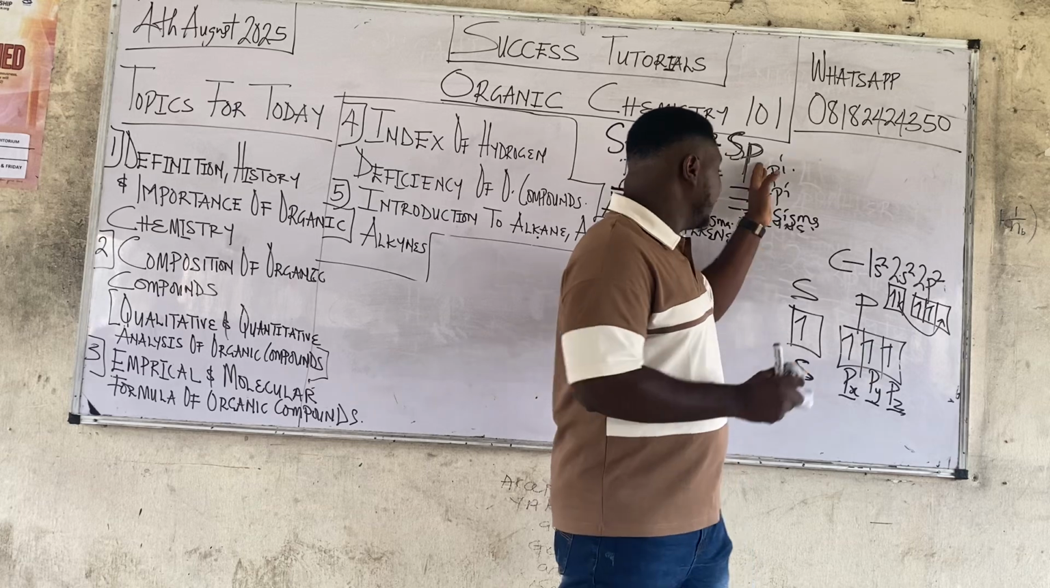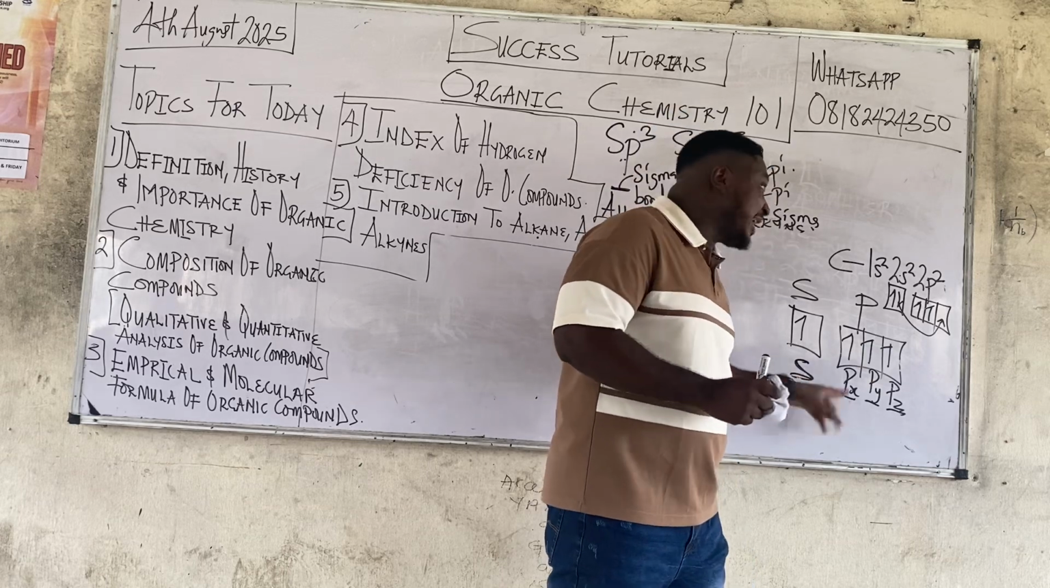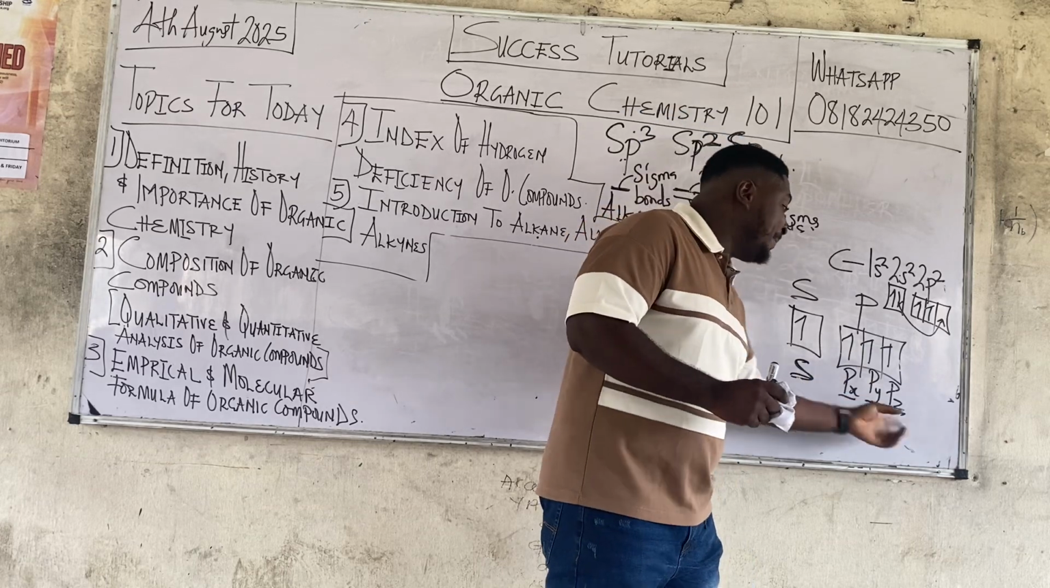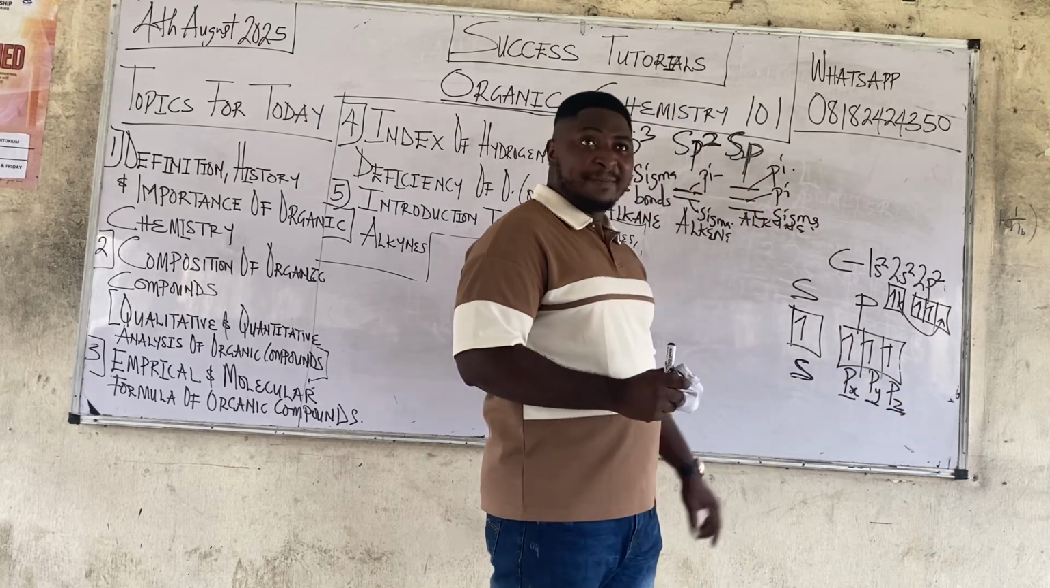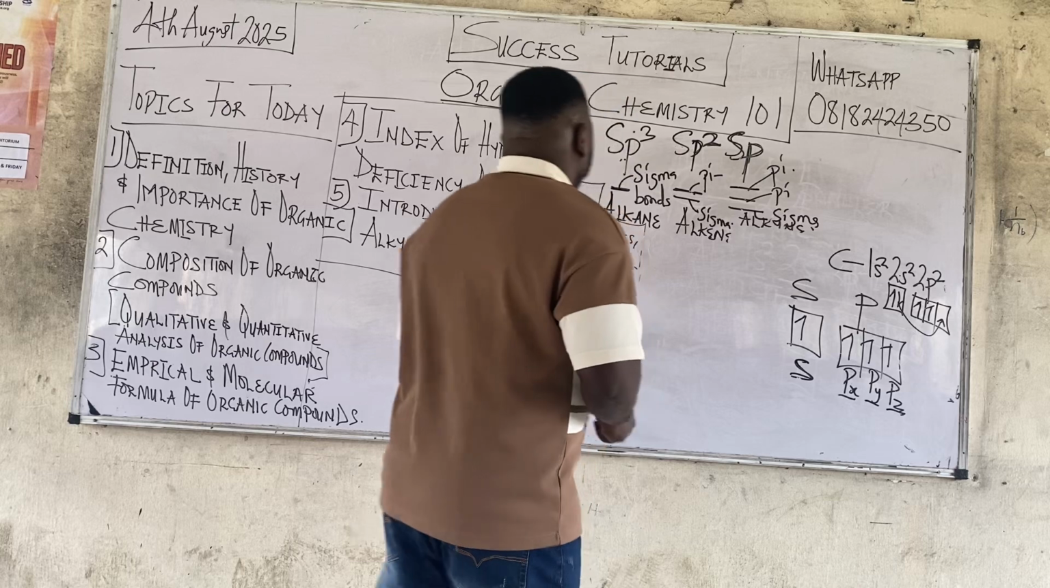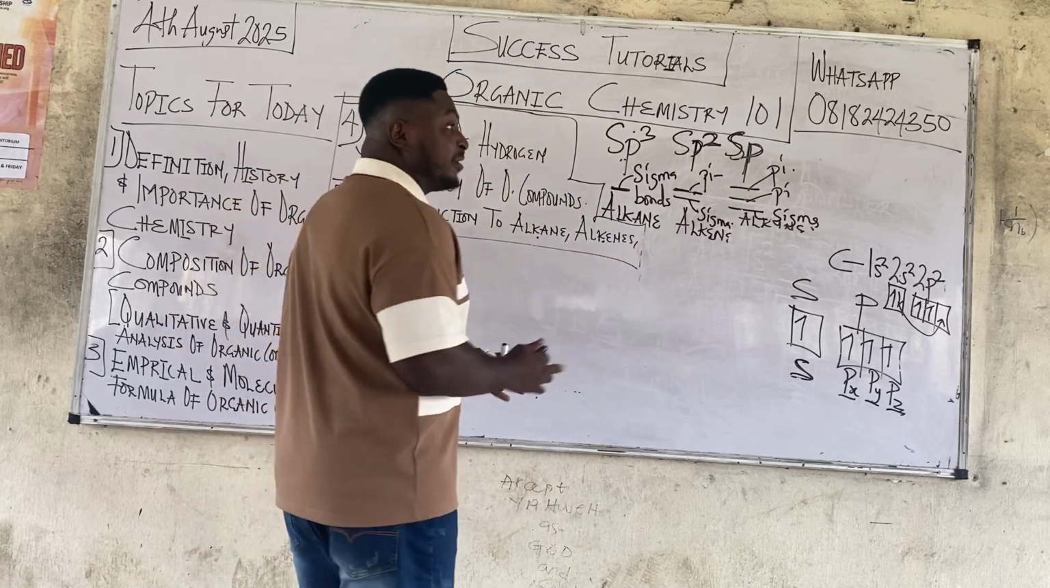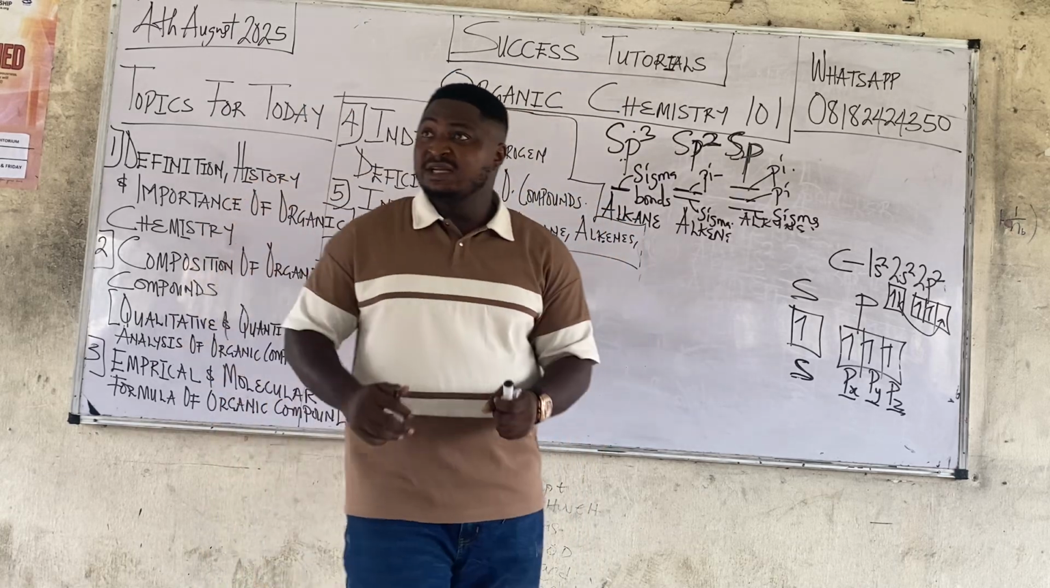Now in sp, s reacted with only px, that's why it's sp. So py and pz are not hybridized, so we're going to have 2 extra pi bonds. Very important.